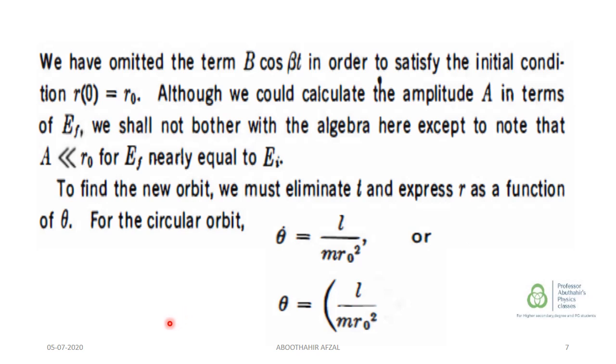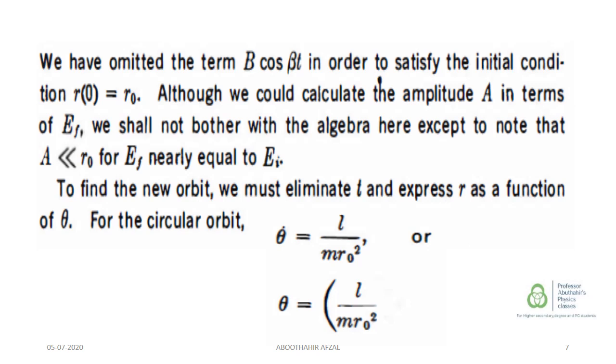initial conditions R0 equal to 0, because at the initial point, the satellite was assumed to be at the distance R0, that is at the minimum potential. So in that case, the value of R is just R0. In that case, the term b cos beta t is omitted.